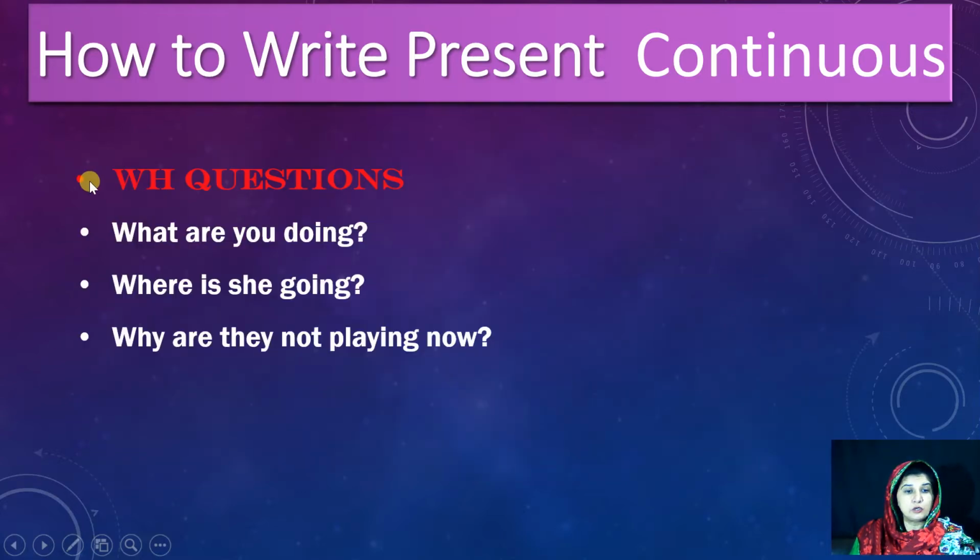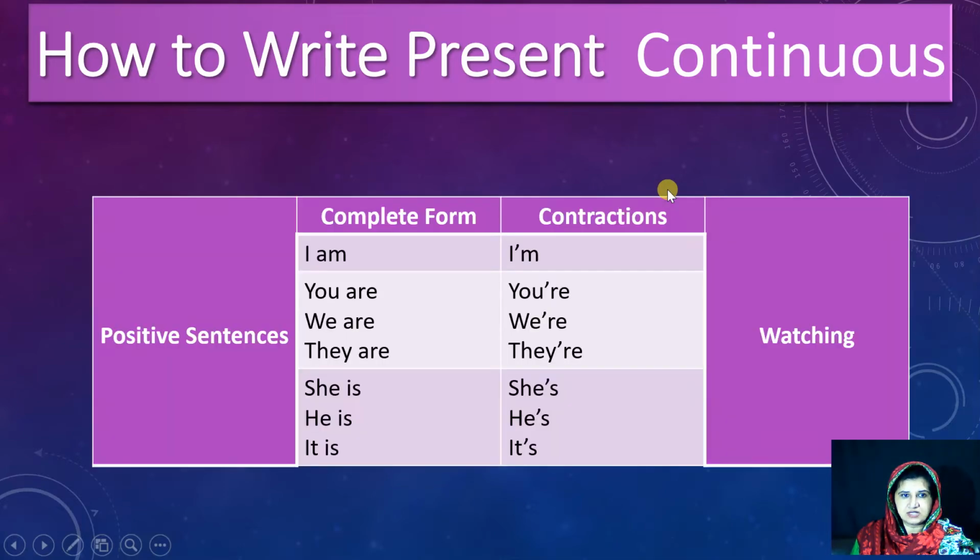Then we also need to see how to make the WH question in present continuous tense. Here you can see that we add the WH question word, what, where, why, immediately before the helping verb. So never forget it. What are you doing? Where is she going? Why are they not playing now? Right? So this is how we make WH questions in present continuous tense.